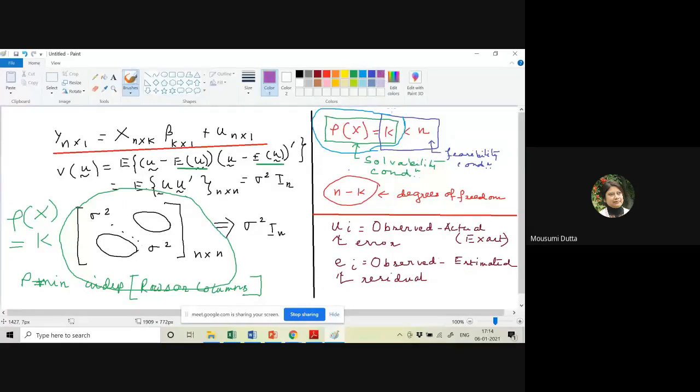Further, we are adding one more dimension to it. We are saying that this k should be less than n. This k less than n is called the feasibility condition, where n minus k is called the degrees of freedom. So all these issues are there in this particular assumption, and we need to analyze and incorporate this in a k variable case.